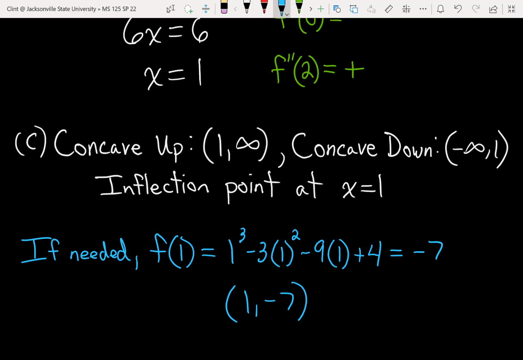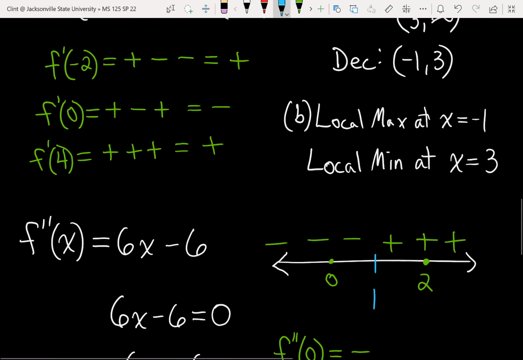And we could do the same thing for the local max and local min. If you actually needed it in xy form instead of just the x, you just plug those in. Question on that one? A lot going on in one problem. And again, you won't always have to do all this on every little problem. Okay.